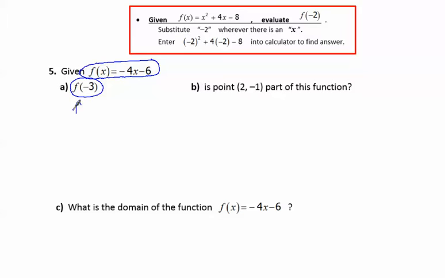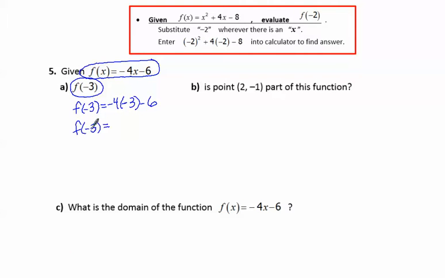We're going to follow the same type of information that you have in the notes. So if f of x is given here, wherever there's an x, I'm going to substitute a -3. So f of -3 is going to be a -4, and then wherever there's an x, I'm going to put the -3, and then keep on going -6. So we need to evaluate this.